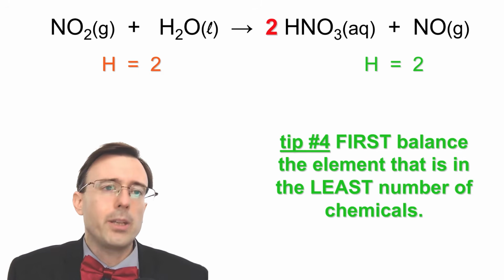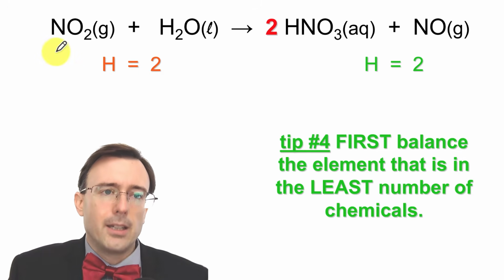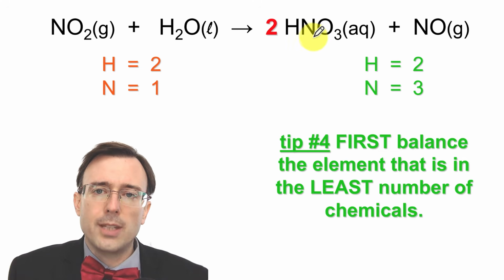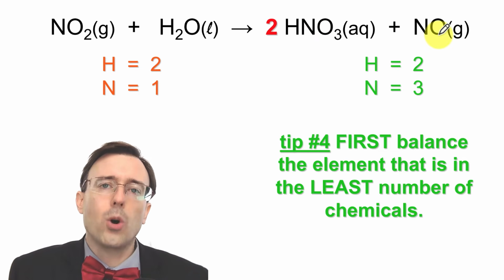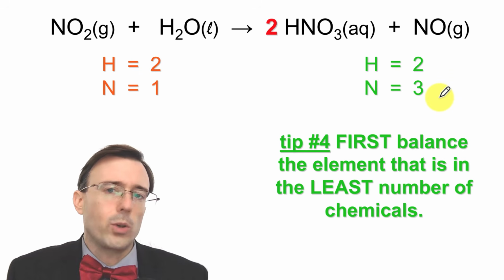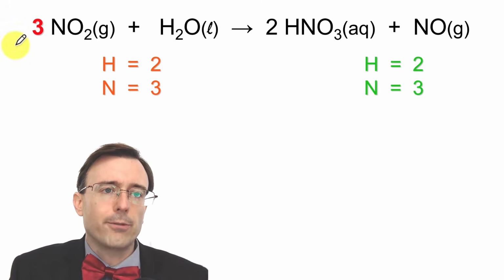Now notice, how many nitrogens do we have on the left side? Here, we have only 1 nitrogen on the left side of the reaction, but on the right side, we have 2 nitrogens here in this chemical and 1 nitrogen right here in this chemical to give us a total of 3 nitrogens on the right side of the reaction. So in order to balance the nitrogens, what do we need to do? That's right, we need to put a 3 in front of NO2 over here on the left side.